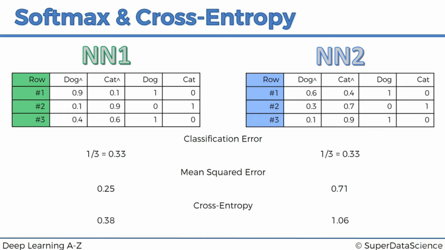And then cross entropy, again, we've seen the formula. You can also calculate this. This is actually even easier to calculate than the mean squared error. Cross entropy gives you 38% for neural network 1 and 1.06 for neural network 2. So you can see the results are a bit different when you look at them like that, when you look at the mean squared error and cross entropy.